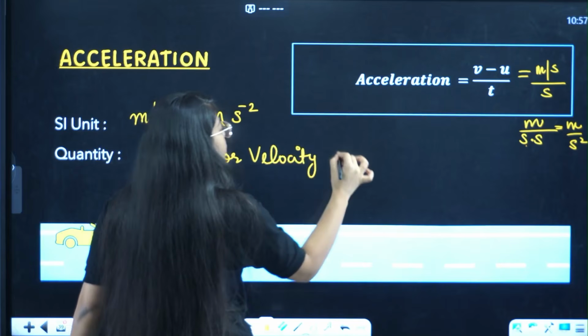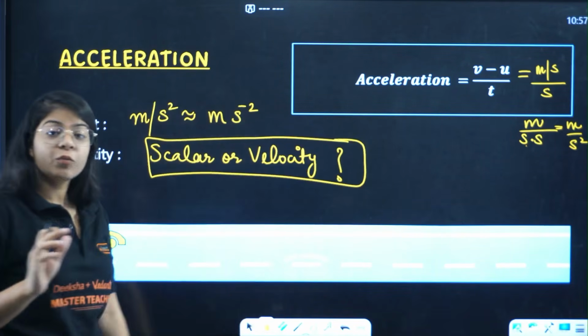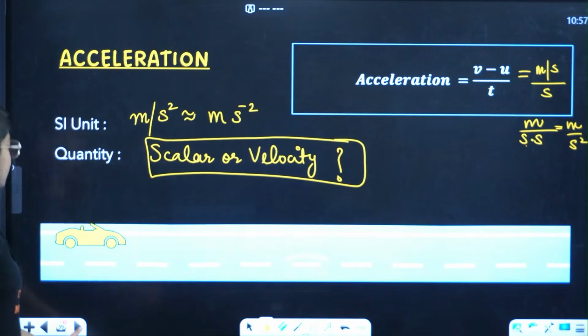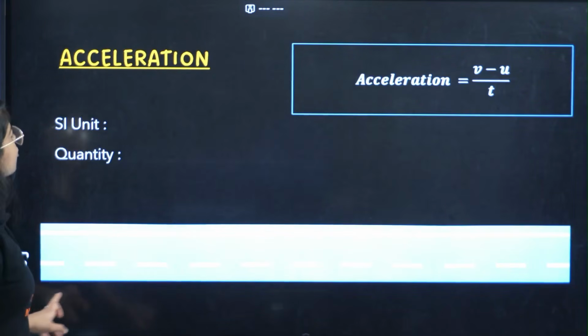And hence, what will the acceleration be? Will it be a scalar or a vector quantity? Acceleration. Okay. Next, moving on, we have retardation. Now, moving on to retardation.